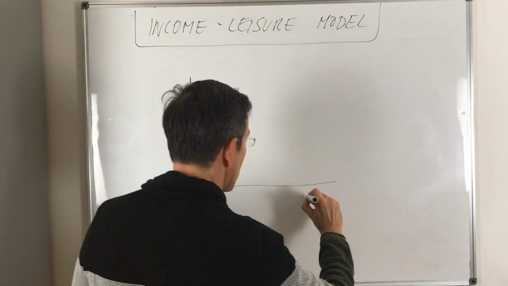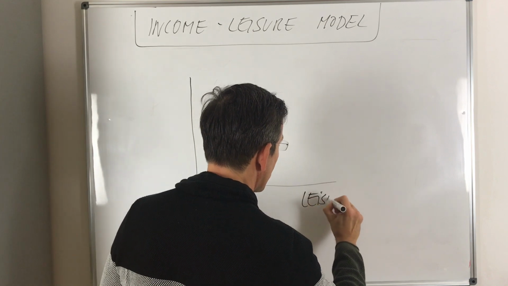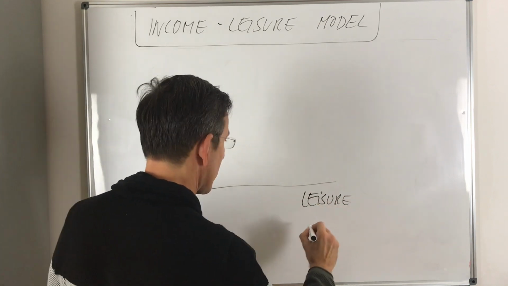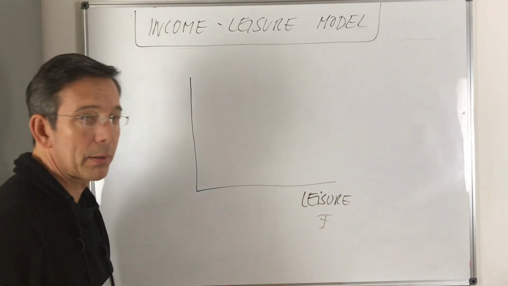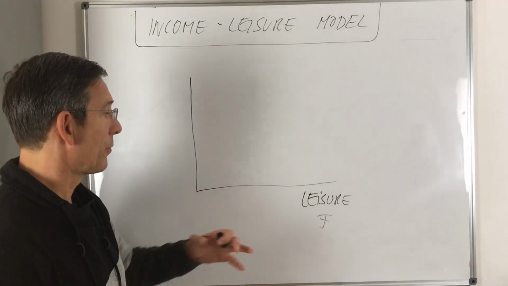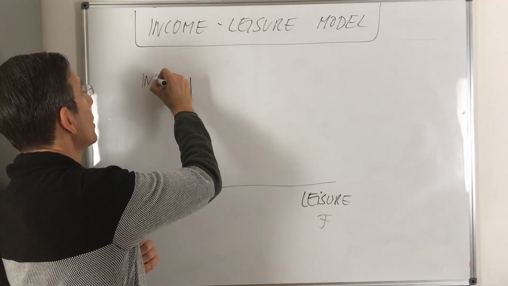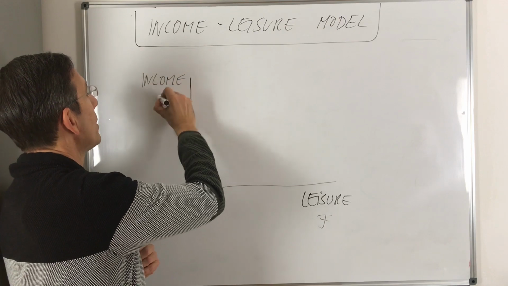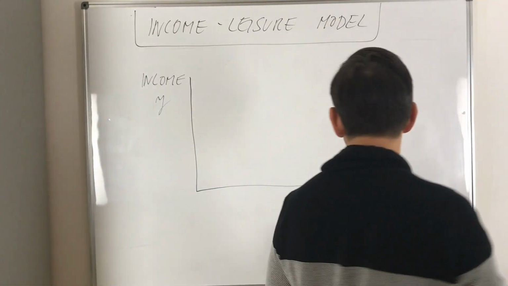So the income leisure model has leisure on the horizontal axis, and I abbreviate that with capital F because I need the L for labor. And on the vertical axis we have income, abbreviated with Y.